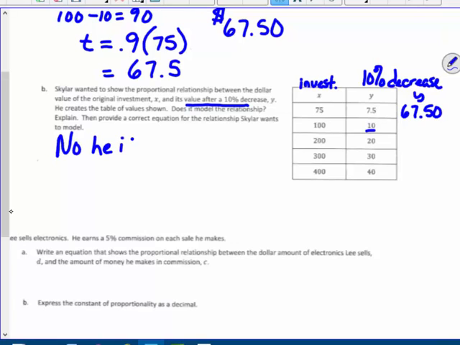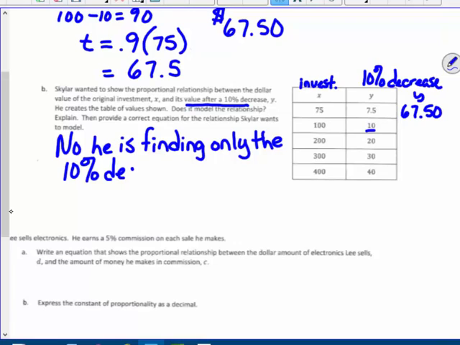He is finding only the 10% decrease. It's not after the decrease, right? He's only showing the original investment times the 10%, which is the decrease. He needs to subtract that first. So he is finding only the 10% decrease.